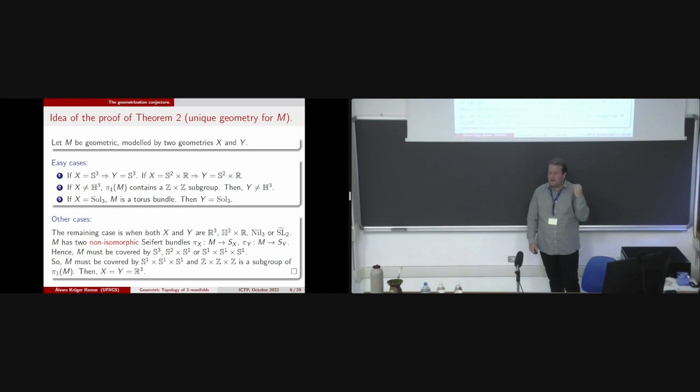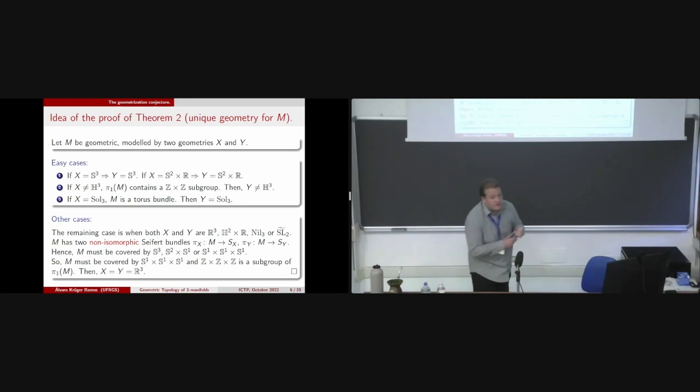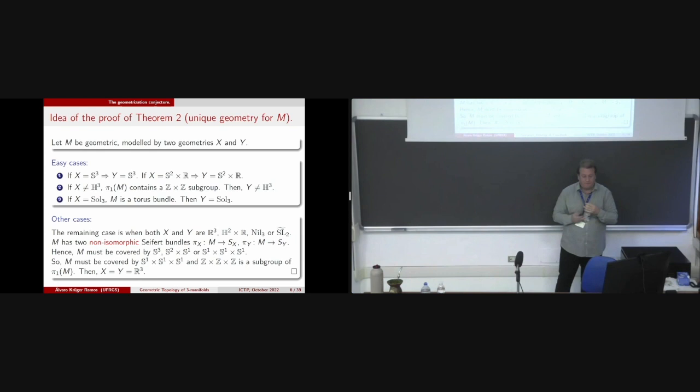These two geometries. I'm talking about geometrization, not isometrization, it's geometrization. Okay, so both geometries are going to be R3, and that's a contradiction. So you have a unique geometry for your manifold.